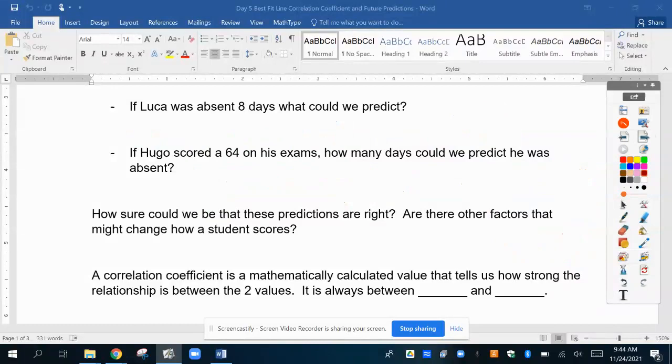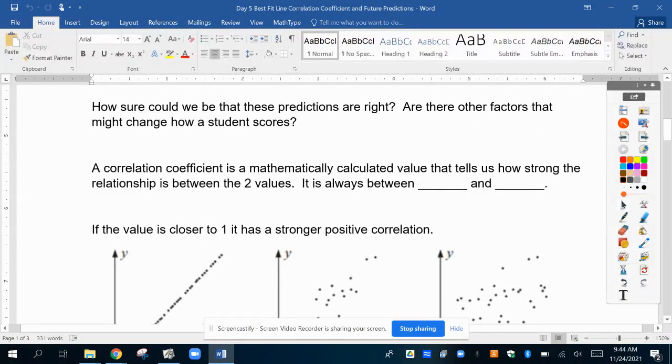Now, how realistic are these predictions? Are there other factors we might need to consider? Yes, you could be present every day at school, but never pay attention and never do any of your assignments, and then you might not score well. The only factor here is not whether or not you're absent. But there is a mathematical thing that we can do that helps us determine how reliable those results are.